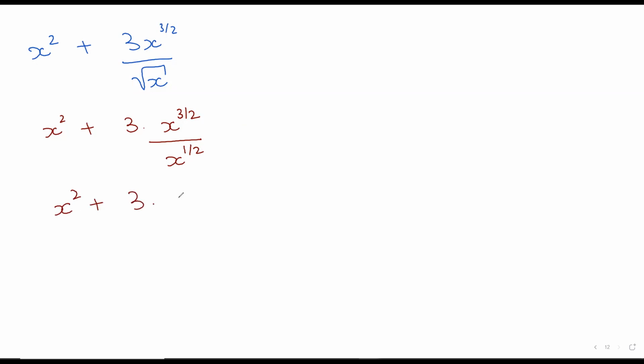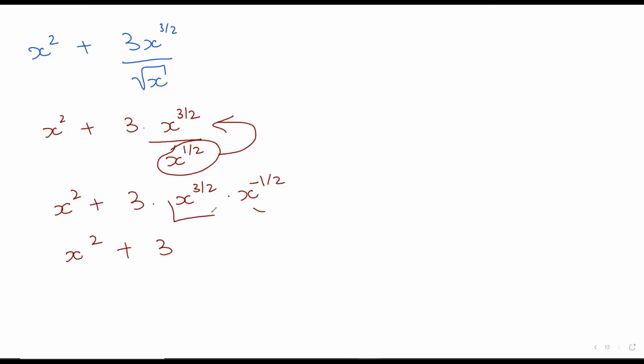So x to the power 3 by 2. And then this thing from the denominator, it goes up. So this becomes x to the power minus 1 by 2. Clear till here, Hamna, Mridula? Yes, ma'am. So we have x square. The whole thing is going to be the same. Now, it's basically x to the power a multiplied by x to the power b. So this becomes x to the power a plus b, right?